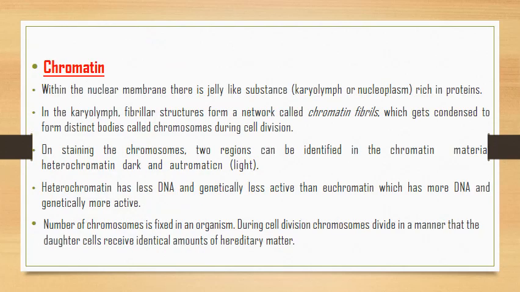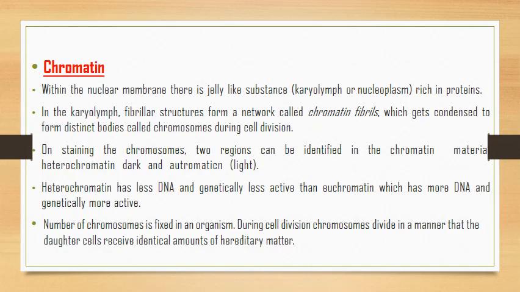Chromatin: within the nuclear membrane, there is a jelly-like substance, karyolymph or nucleoplasm, rich in proteins. In the karyolymph, fibrillar structures form a network called chromatin fibrils, which get condensed to form distinct bodies called chromosomes during cell division. On staining the chromosome, two regions can be identified in the chromatin material: heterochromatin, dark, and euchromatin, light.